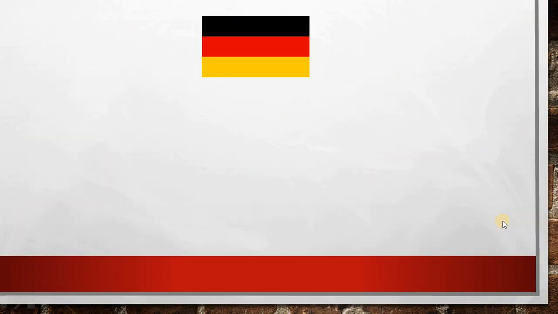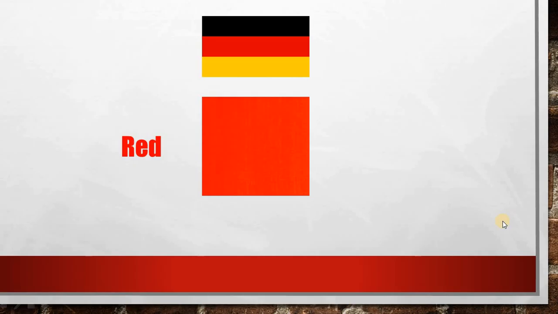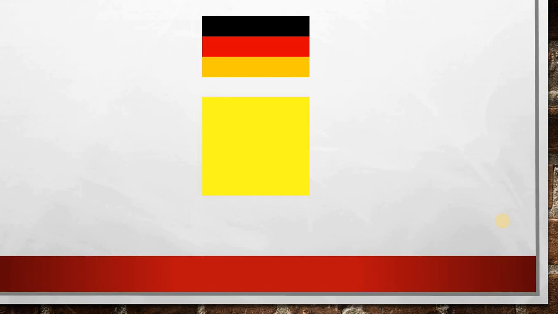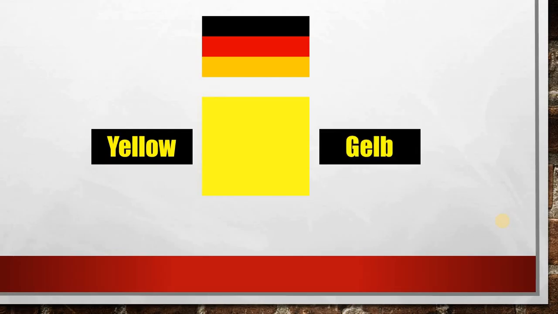The first color is red, and we call it rot. Rot. In the German language, we pronounce red as rot. Then there is blue, and we call it in German blau. Then there is yellow, and in German we call it gelb.